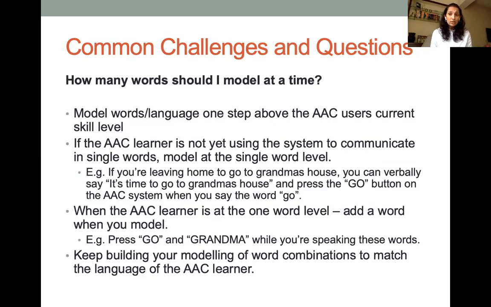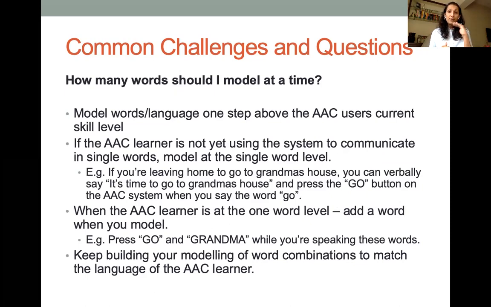So the next question that happens is, how many words should I model at a time? So the rule of thumb is always model language one step above the AAC user's current skill level. Okay. So if the person's not using the system yet to communicate, okay, you model at a single word level. So an example is, if you're leaving to go to a shop or you're going to grandma's house, you can verbally say it's time to go to grandma's house, and you just press go on the AAC system.